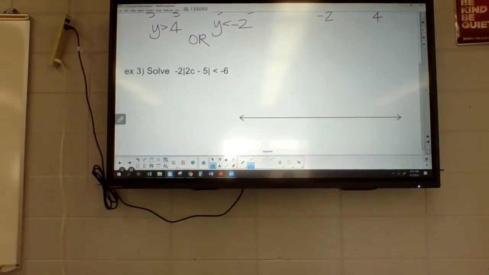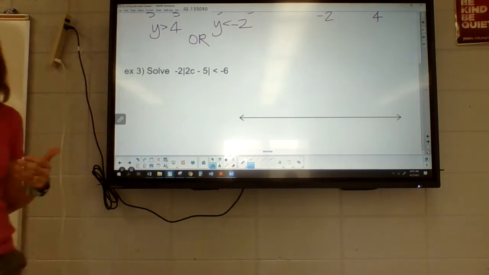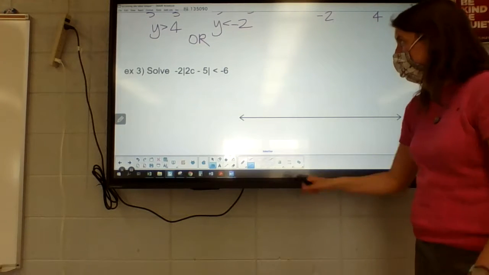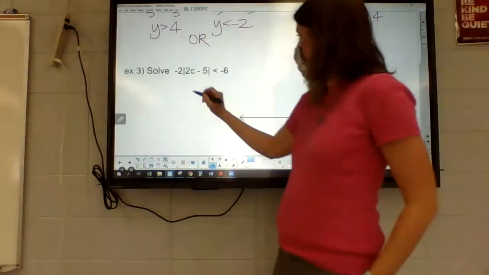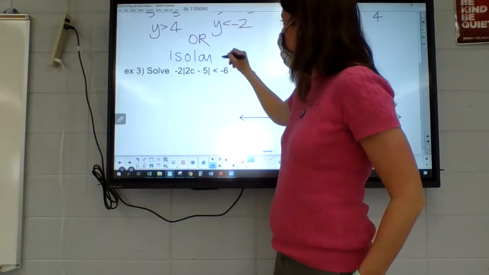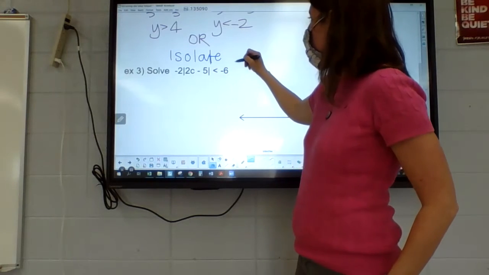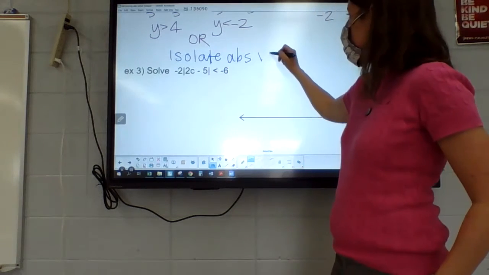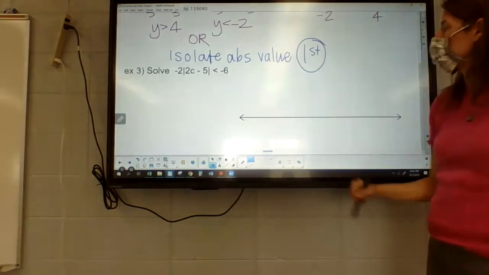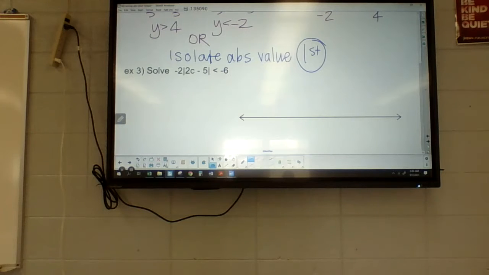So now example 3, it's not currently isolated. So we have to isolate the absolute value first. So I'm just going to write a little note up here to remind us of that. So make sure you isolate that absolute value first before you do anything else.